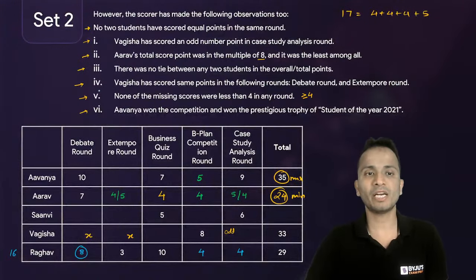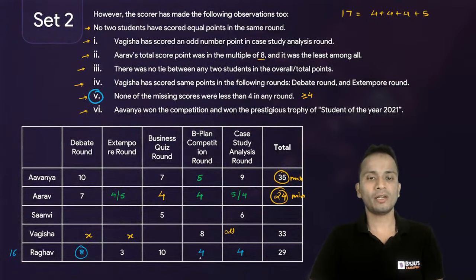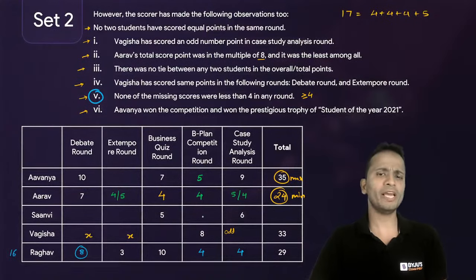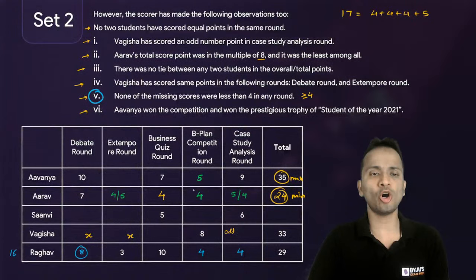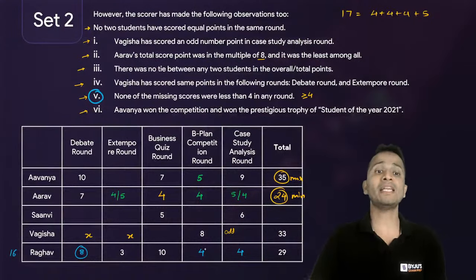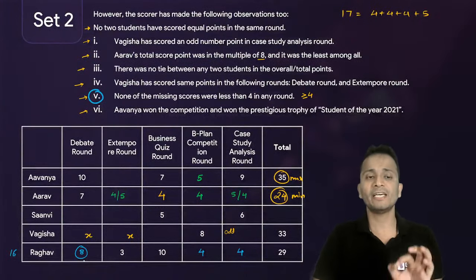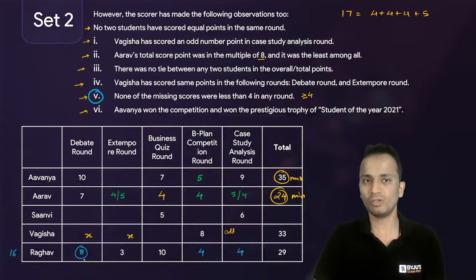So here there was condition number 5. So Raghav will score a 4 in B plan as well as case study. Can Raghav score 4 in B plan? No, 4 is already used for Arnav. So Raghav cannot score 4 in B plan, and hence Raghav cannot get 8 in debate round.